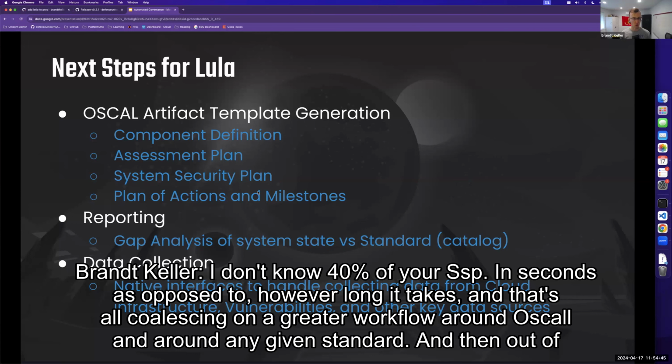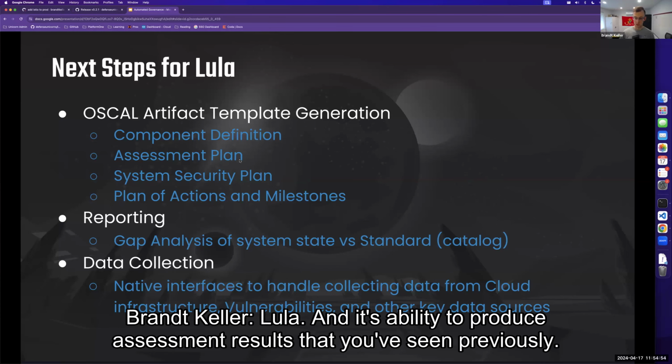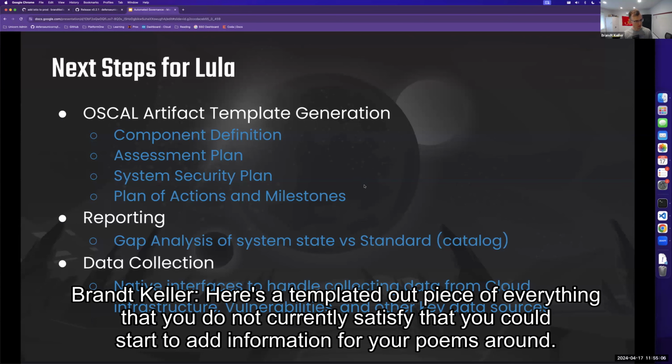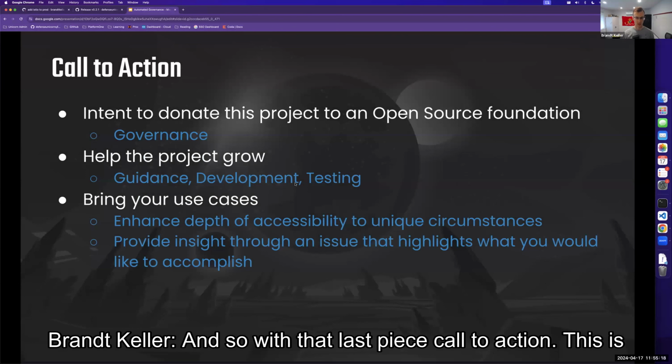And that's all coalescing on a greater workflow around OSCAL and around any given standard. And then out of Lula and its ability to produce assessment results that you've seen previously, could we derive plans of action and milestones around that? For things where, hey, you are not satisfying these things, here's a templated piece of everything that you do not currently satisfy that you could start to add information to for your POA&Ms.